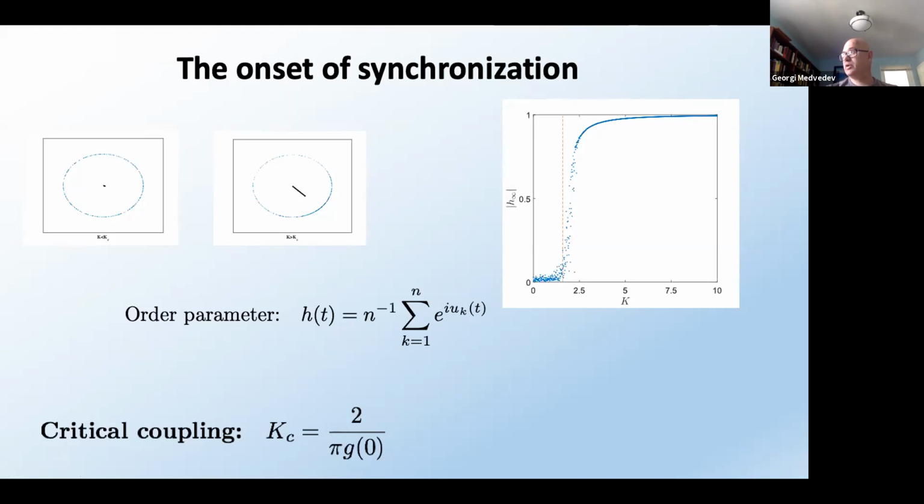In case of a unimodal symmetric even function G, the critical value of K is given by this very simple expression, right? Surprisingly simple. So this is the onset of synchronization in the Kuramoto model.